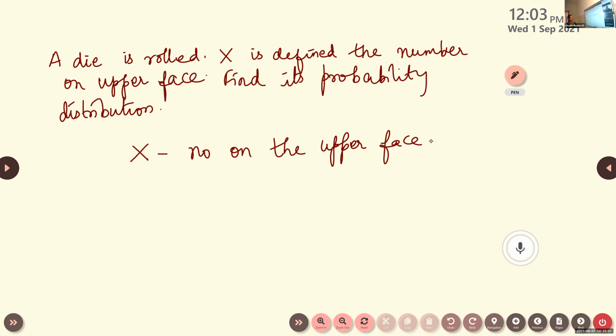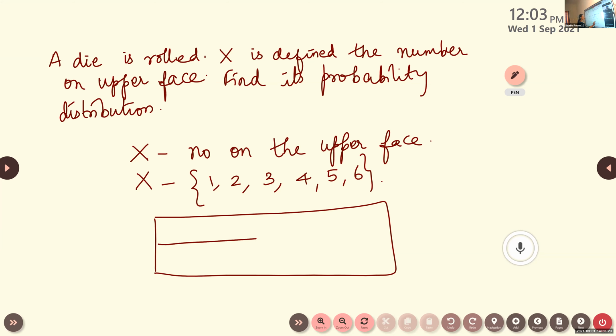When a die is rolled, only the number which is seen in the upper face we will consider. So what are the numbers possible here? X is a random variable which takes the values 1, 2, 3, 4, 5, and 6. Now draw the probability distribution table.